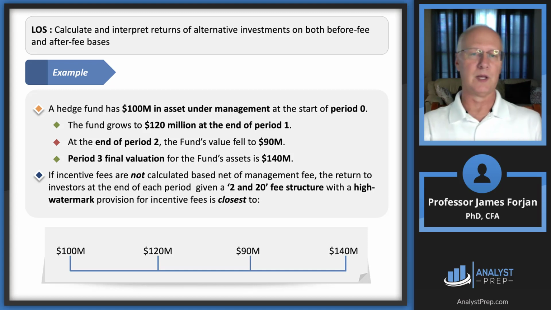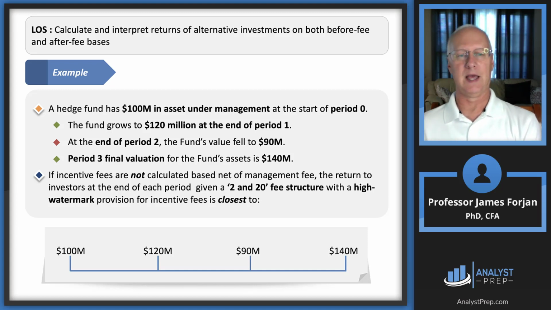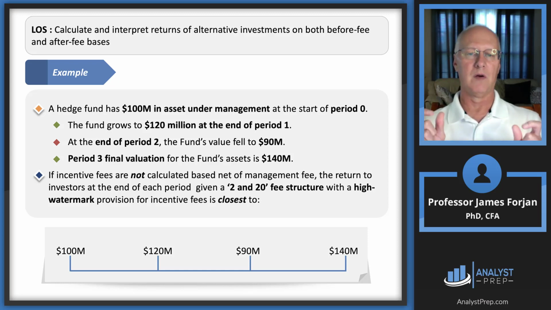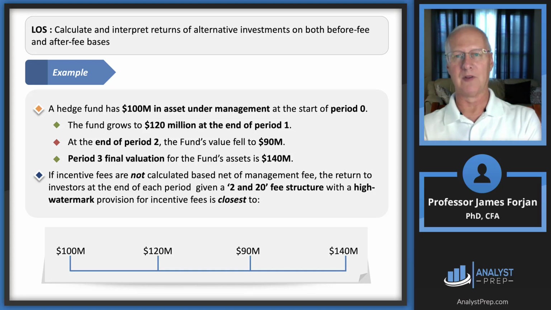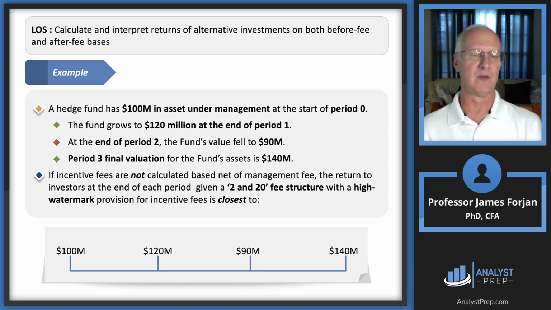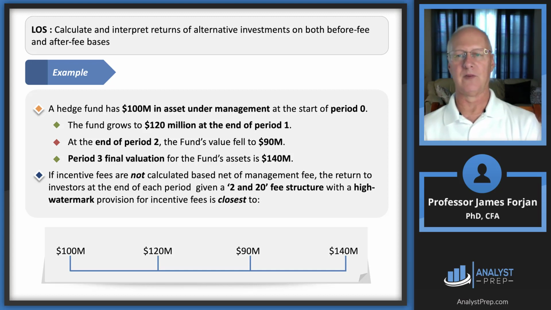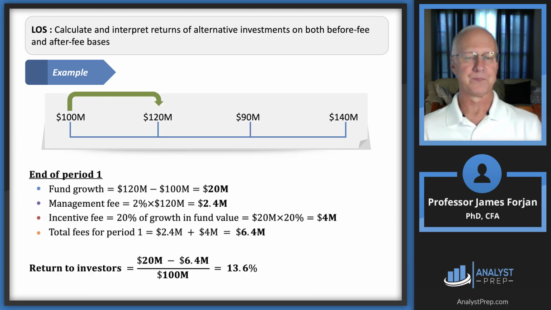What we could do is discount that back and get an annual holding period return. But that's really not the motivation for this LOS. So calculate and interpret returns. Let's analyze the returns as they relate to the fees. Let's look at that second diamond point. If the incentive fees are not calculated net of management fee, the return is closest to, and we'll do the 2 and 20 fee structure with the high watermark provision. Let's work through the math here.